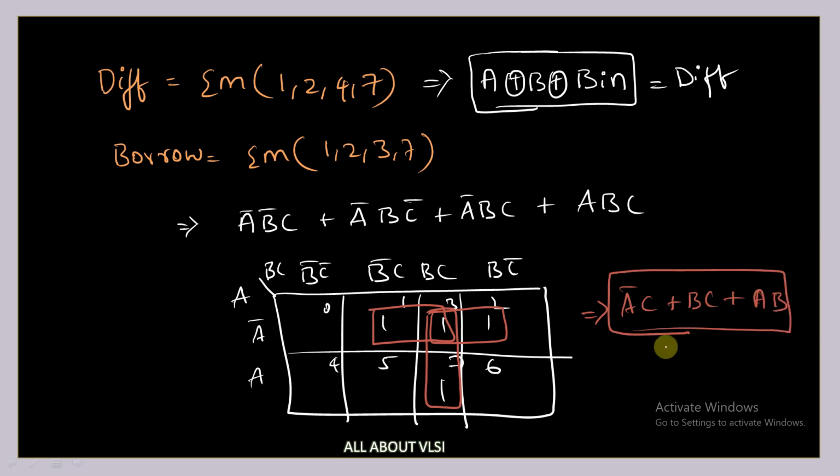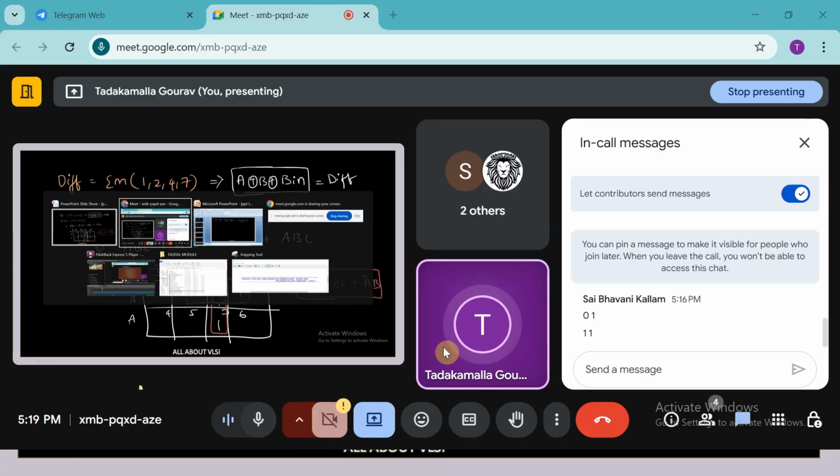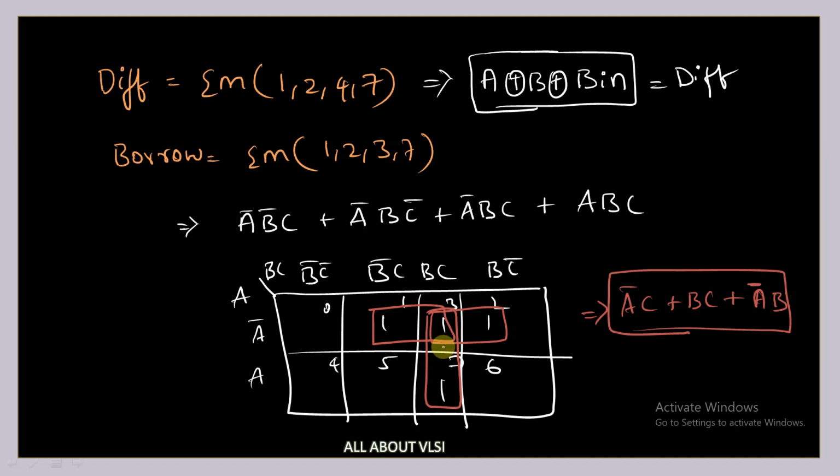A bar C plus BC plus A bar B, no? This is the equation for my borrow. Everyone getting the equation, same equation? Yes. Okay. Now, what is the alternate equation for the borrow?